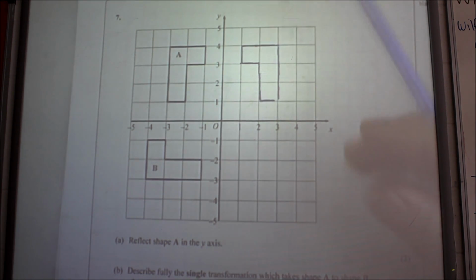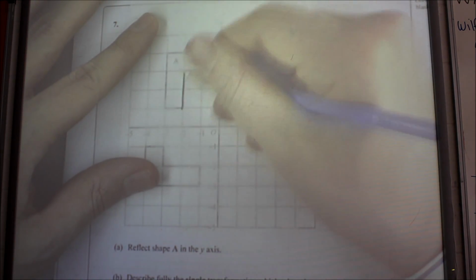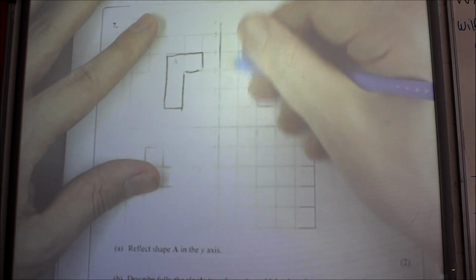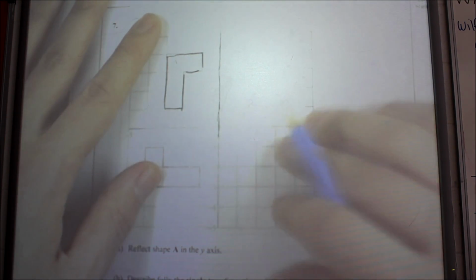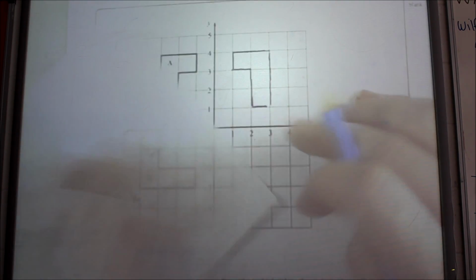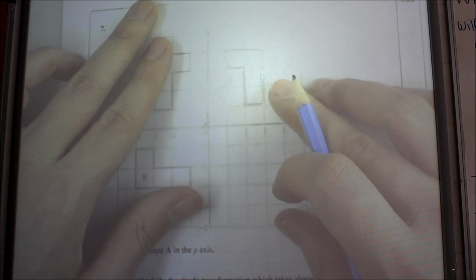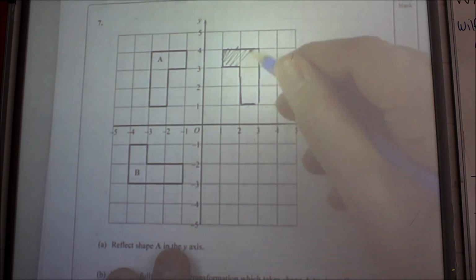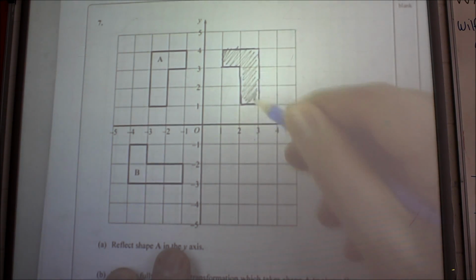You can use tracing paper for this as well. If you draw around shape A, and you want to reflect it in this axis here. Reflecting is when you just flip it over. So what you do is flip it over like that, make sure your line lines up and your crosses, and you can see it goes there, which is where I've drawn it. There you go.